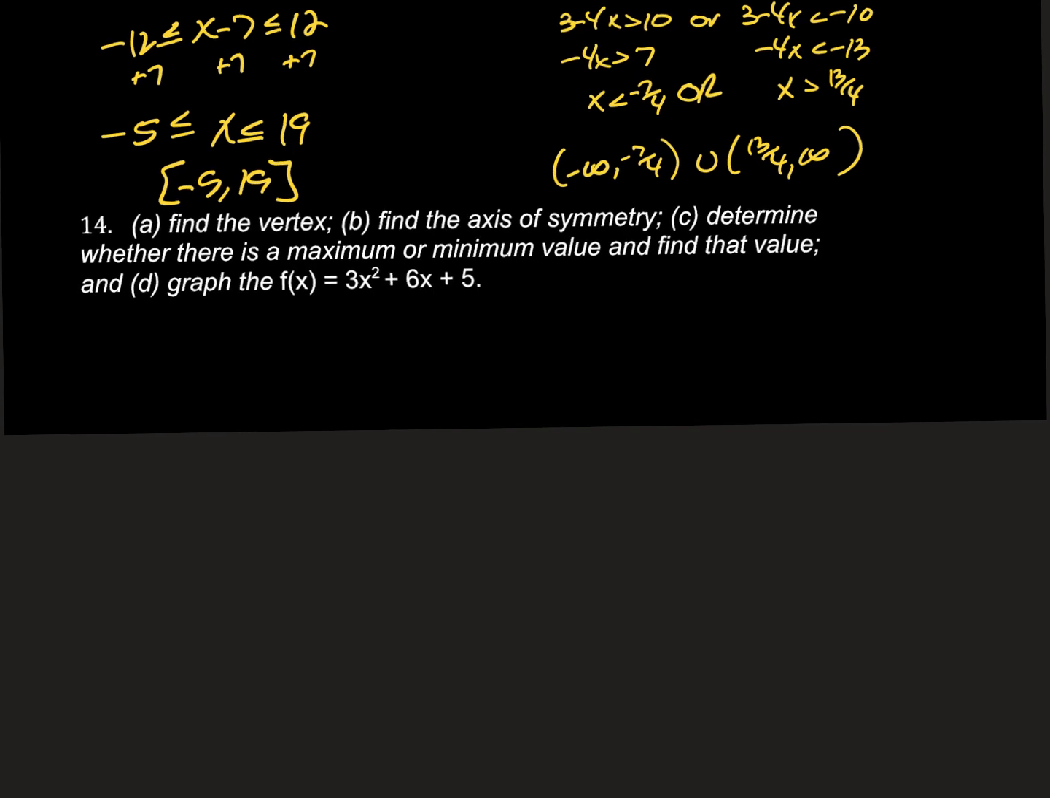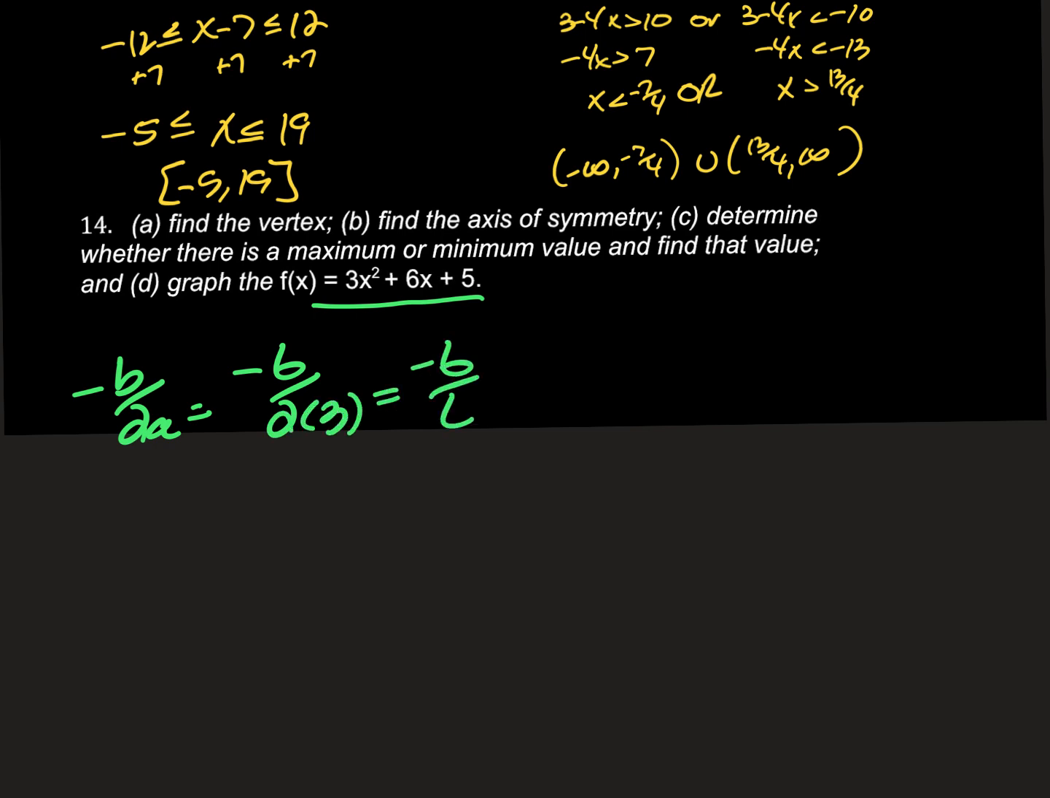Find the vertex, axis, all the things for this parabola right here. Okay, so to find the vertex, I'm going negative b over 2a. That's going to be my x-coordinate. So I get negative 6 over 2 times 3. That's negative 6 over 6, which is negative 1. So my vertex, which is part A, is going to be negative 1, something.